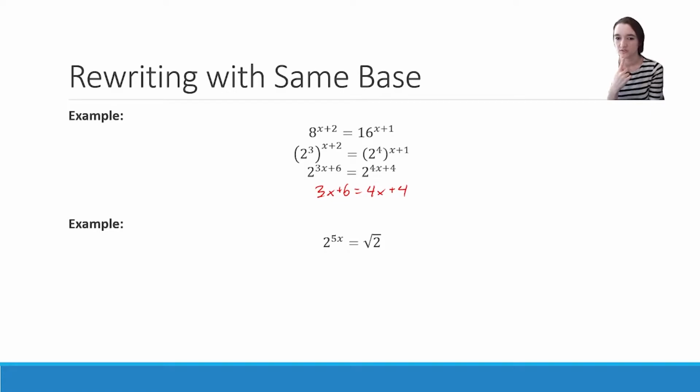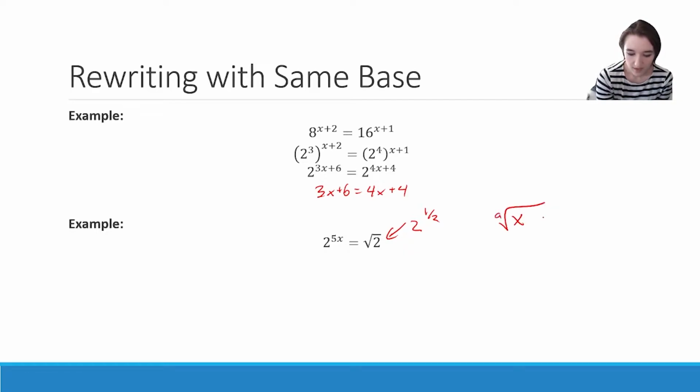So here we have 2 to the 5x equals square root of 2. This is another exponent property you're going to need to know, that the square root of 2 can be rewritten as 2 to the 1/2. So our property specifically is the a root of x to the b power is the same thing as x to the b over a. So in this case, a is 2 and b is 1.